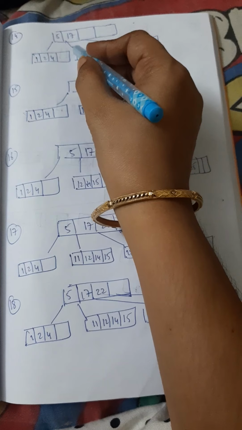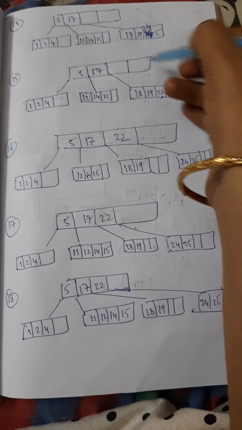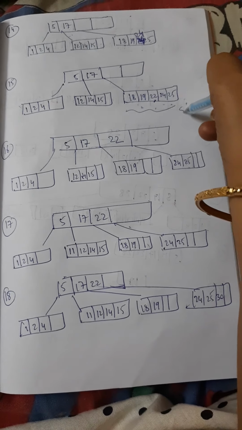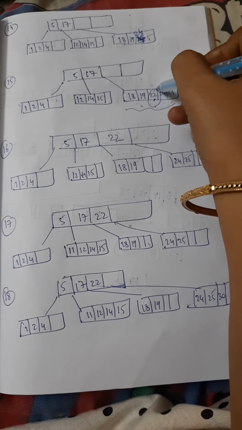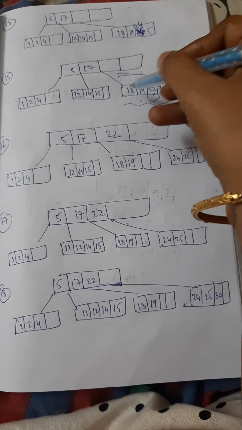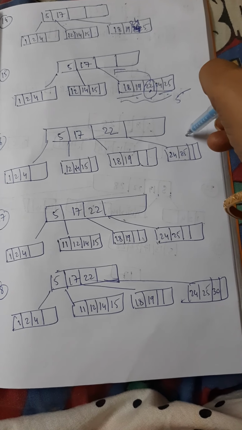Now next is 22. Again 22 is greater than 17. So since it is greater than 17, now 22 will be between these two. So again you have 5. Since you have 5, again find the middle element. Since it is the middle element, it will move up. That means these two will become the left children and these two will become the right children. This is 22.